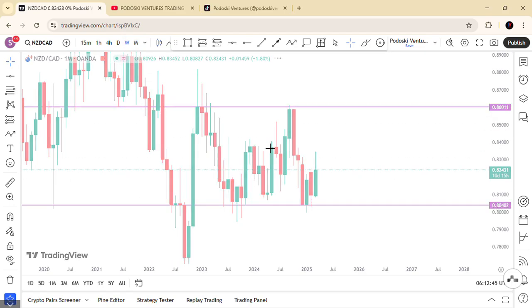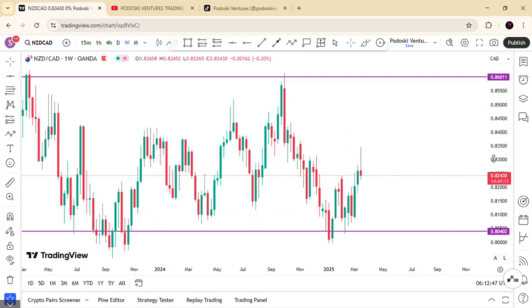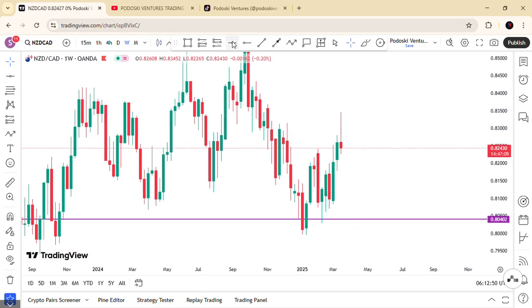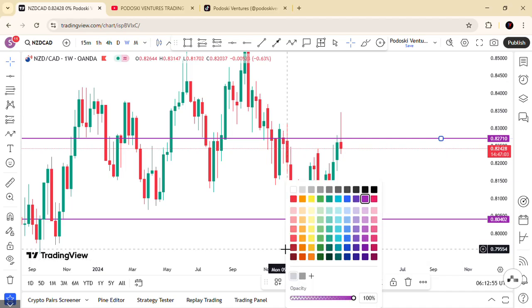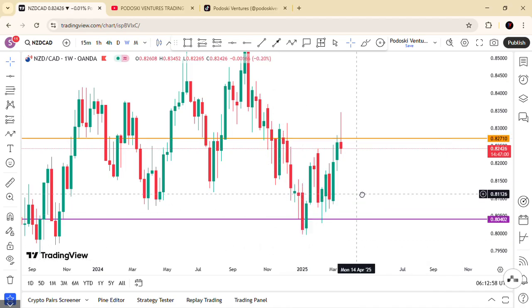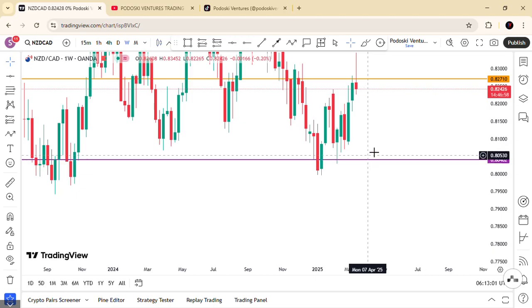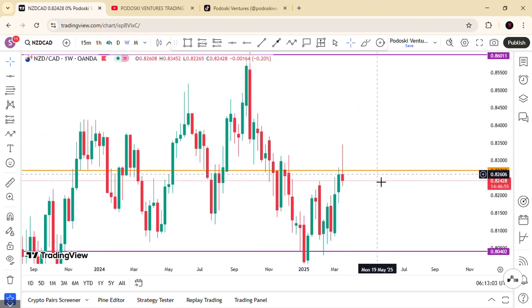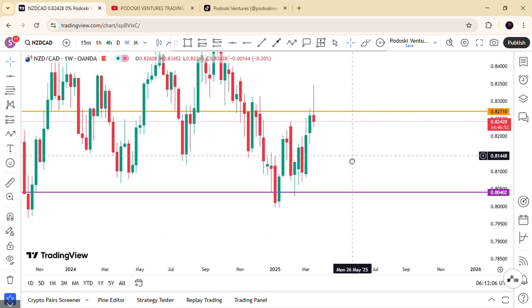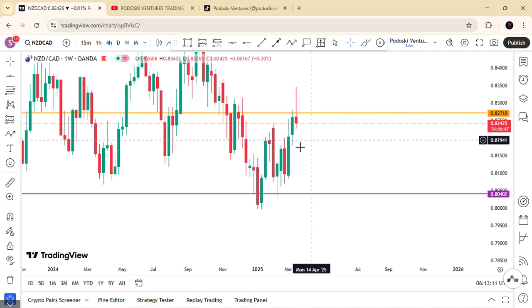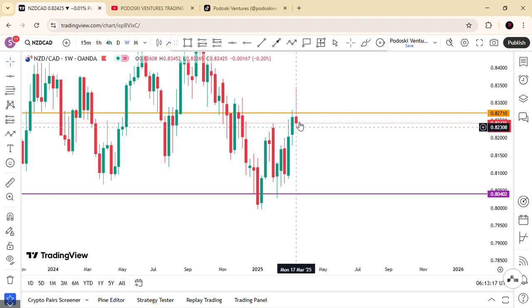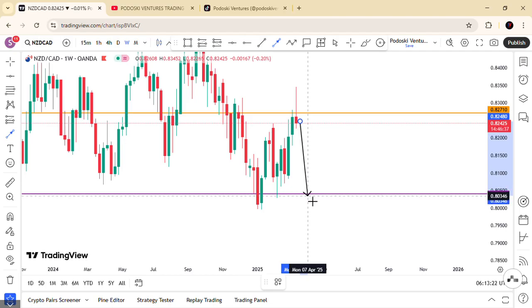Let's go to the weekly time frame. On the weekly time frame, NZDCAD, after touching the weekly resistance or the weekly supply, started dropping. We have 14 hours, 46 minutes for this candle to close. If it closes like this, like a significant pin bar, price would definitely drop all the way to the monthly.